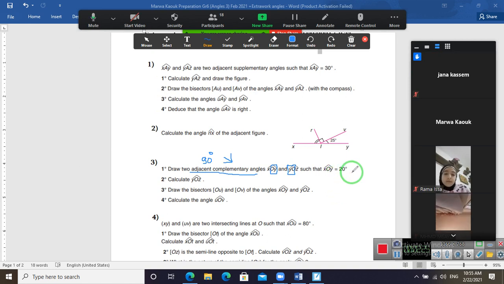And XOY is 20 degrees. It depends on your figure. How did you draw it? Where did you put OY? As you want, and you continue as you draw. You draw XOY first, 20 degrees. Let's move to draw it.